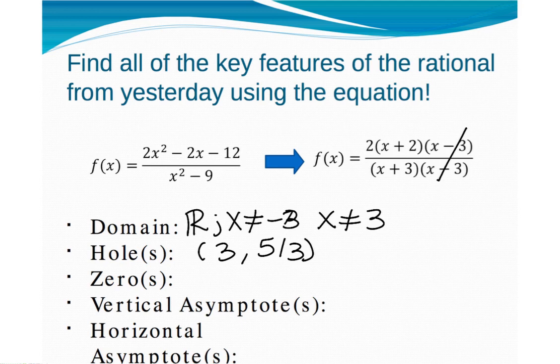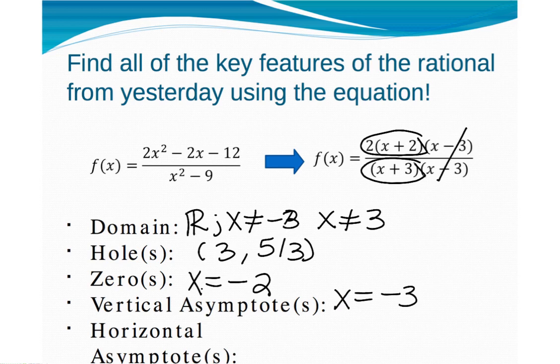Our 0 was at x equals -2 because we looked at what was remaining in the numerator. Our vertical asymptote was at x equals -3 from looking at what's left in our denominator. And our horizontal asymptote was at y equals 2. And we got that because our degrees were the same, so we looked out in front at our coefficients to give us what our horizontal asymptote was going to be.